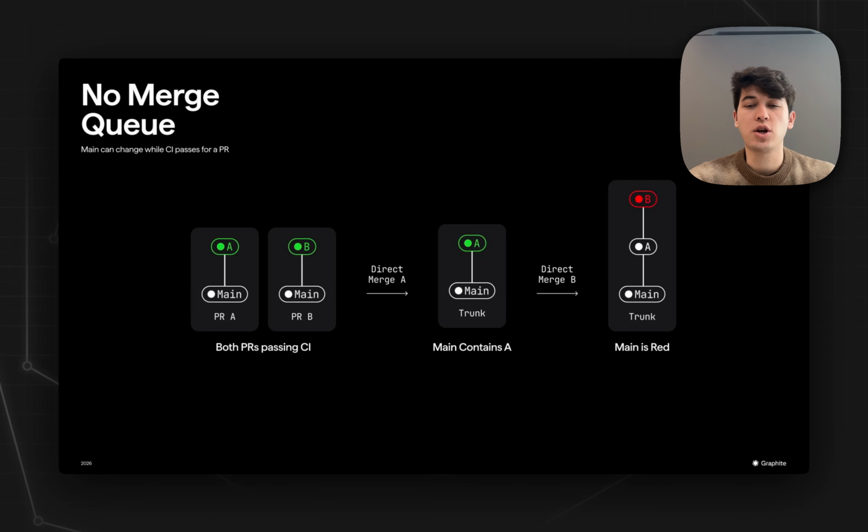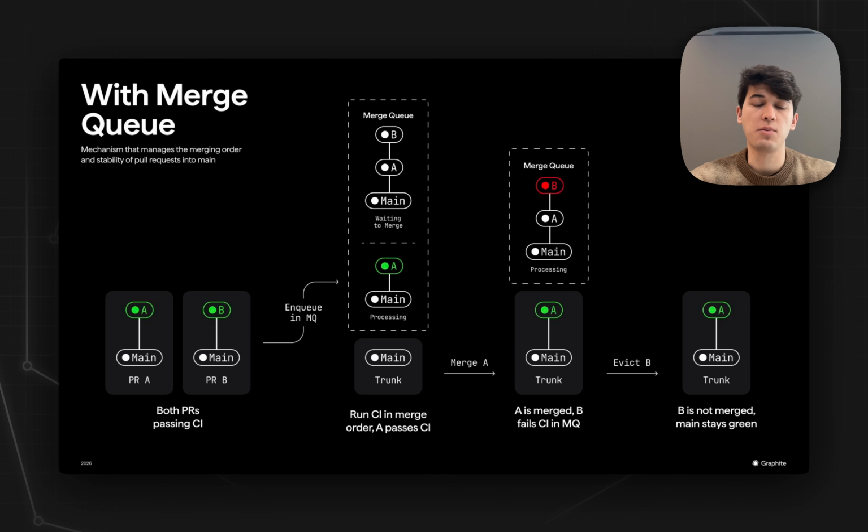So the merge queue abstracts this away from developers. It stops them from needing to rebase off the latest multiple times in the case that PRs are getting merged into main. Here we have the same example, PR A and B, in which now we've added a merge queue, and you'll see now that main stays green. So we have PR A and PR B. And when they're both passing CI and we're ready to merge, instead of merging it directly onto main, they'll get enqueued into the merge queue.